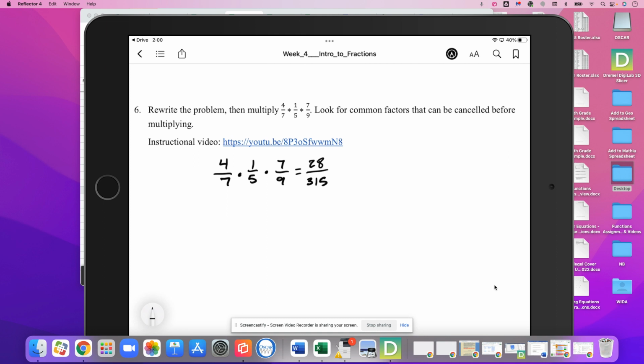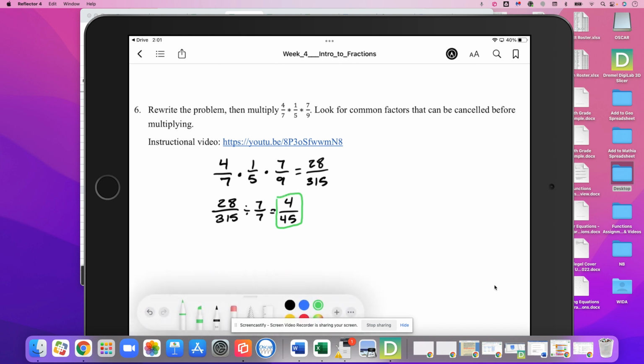And so I happen to know that 7 goes into both of those. And so to simplify it, I would have to do 28 over 315, divide them both by 7. And I would get 4 with 45 on the bottom. And then 4 and 45 don't have any common factors, so 4/45 would be my answer. So we'll call that option 1.